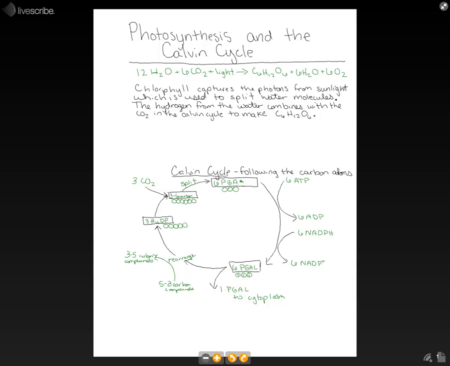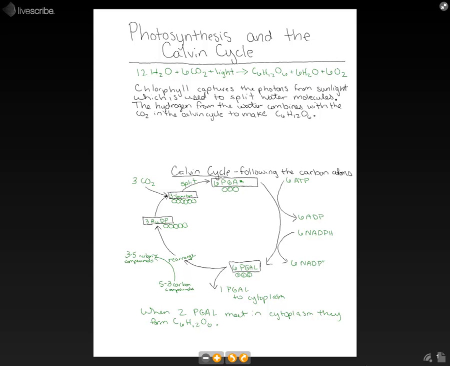So, lastly, we make our glucose, or C6H12O6, whenever 2 PGAL meet in the cytoplasm. They will form our glucose. And that can be glucose or it can be some other variety of sugar depending on how they bond.